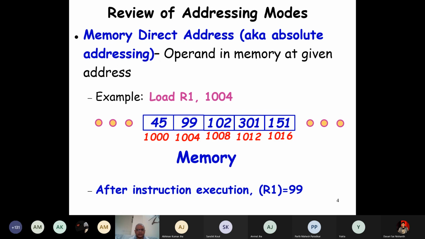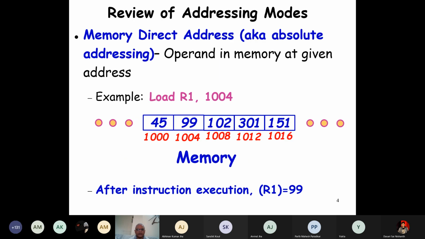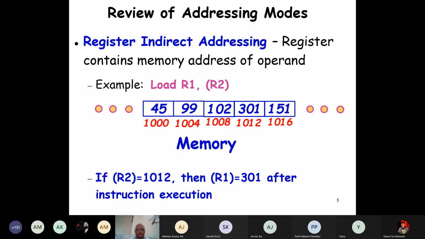Okay, let's look at the add instruction. Here the operand is present in the register, and that we call register addressing. And when we directly write the memory address, we call it memory direct addressing. And when the register contains the address at which the operand is to be found, that we call register indirect addressing.